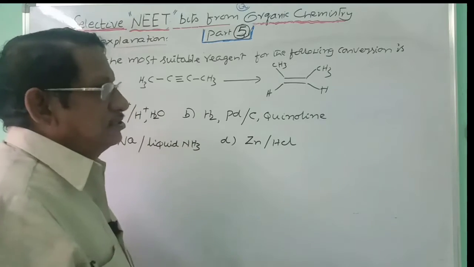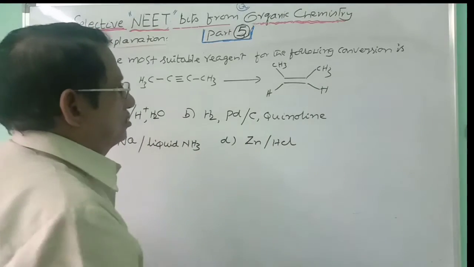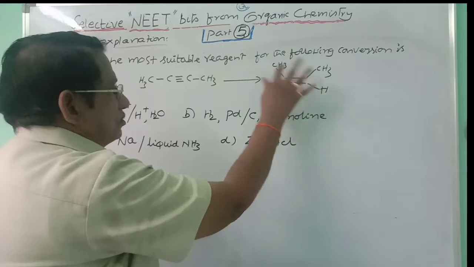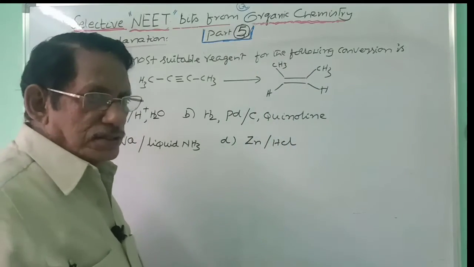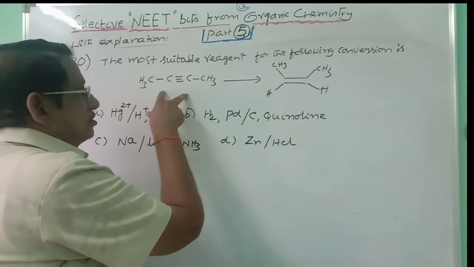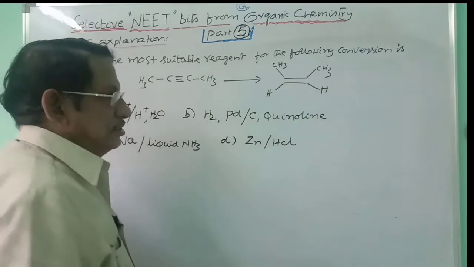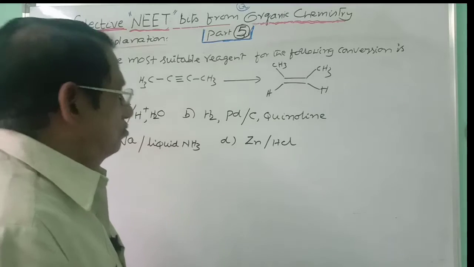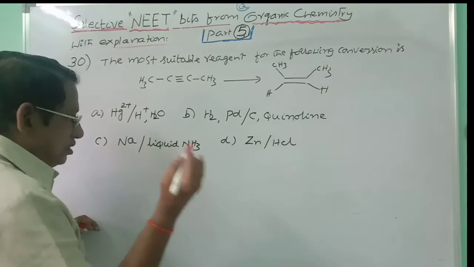But the obtained one is cis. This is nothing but cis. If the two CH3 groups are opposite to the double bond plane, then you have to say that it is trans. But the obtained product is cis. That means reduction of this gives you cis-2-butene. When is it obtained? There are two catalysts.